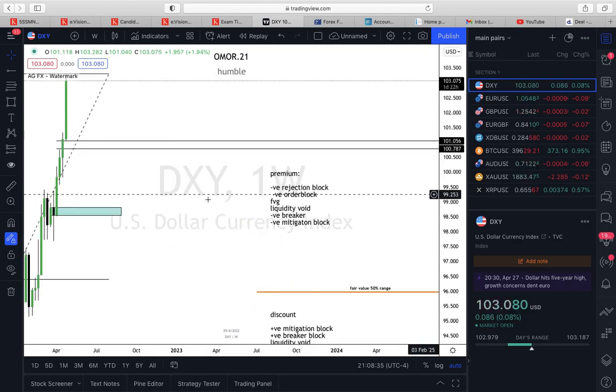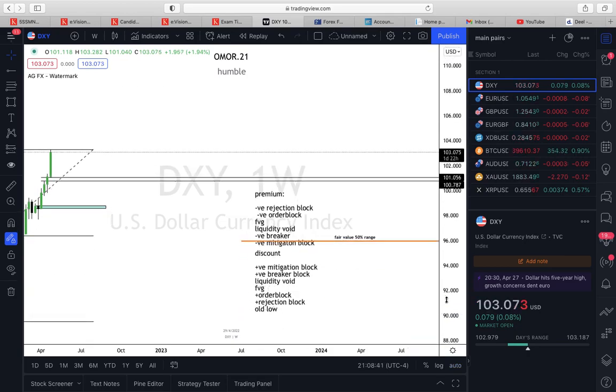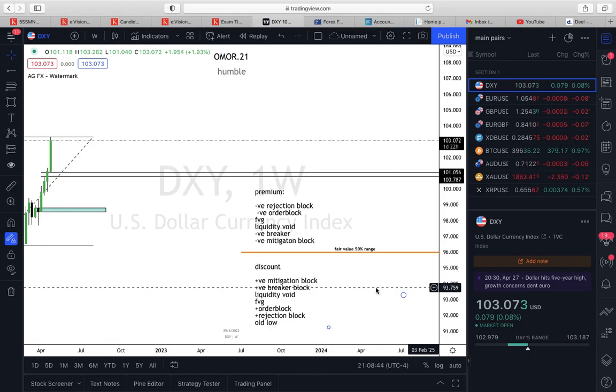You guys would want to take a screenshot of this, right? And make sense of it logically. Does it make sense for the rejection block to be the first thing at the bottom of the price range? No. Think of the characteristics of it, like how I explained in the video. Does it make sense for the fair value gap to come before the order block? No, it doesn't. Does it make sense for the liquidity void to come before the fair value gap? No, because the liquidity void makes the fair value gap high probability, and the fair value gap makes the order block high probability. So that's why it's in this order.